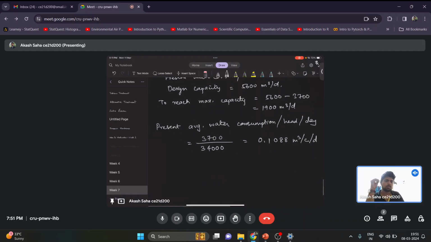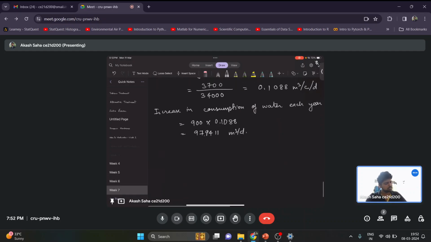So now we know that per year 900 people are increasing. So, increase in consumption of water each year. In each year, how much consumption is increasing? We will simply multiply 900 into 0.1088. So it will be around 97.9411 meter cube per day. So this much amount of meter cube per day is increasing per year.